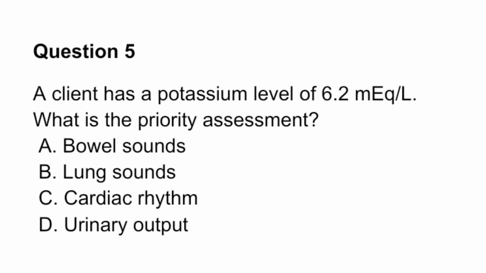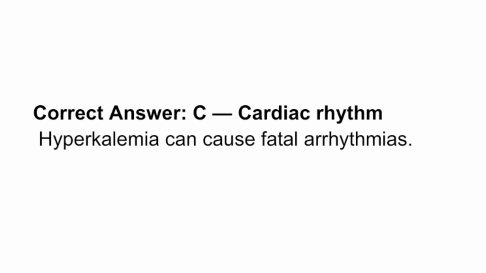Question 5. A client has a potassium level of 6.2 milliequivalents per liter. What is the priority assessment? A. Bowel sounds. B. Lung sounds. C. Cardiac rhythm. D. Urinary output. Correct answer, C. Cardiac rhythm. Hyperkalemia can cause fatal arrhythmias.